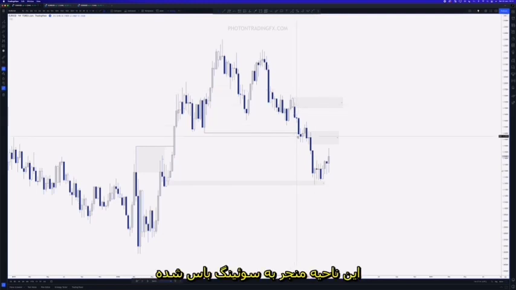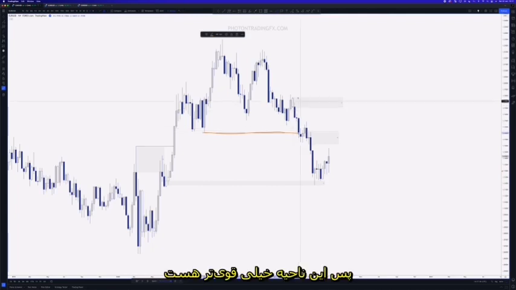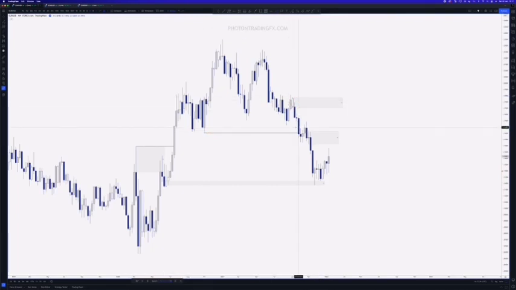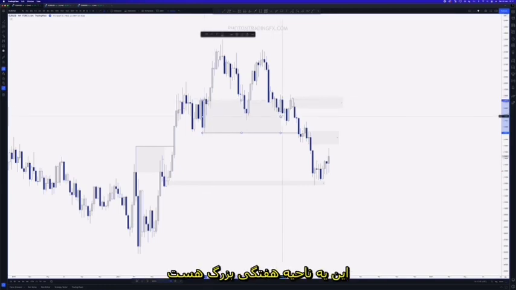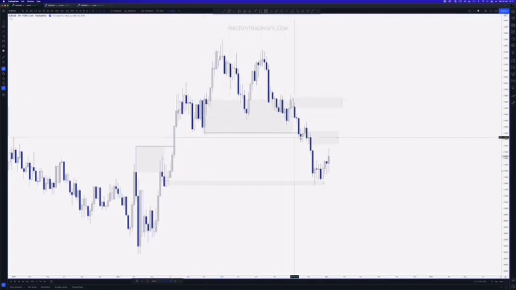Did this zone lead to a break of structure? Yes, we can clearly see it actually led to a swing break of structure, okay? So this becomes a much stronger zone. Is it a flip zone? It's a little bit messy, but for me, yes, I would say it is, because we have this large sell to buy that was engulfed by the bullish candle. So this is, yes, a large weekly zone.